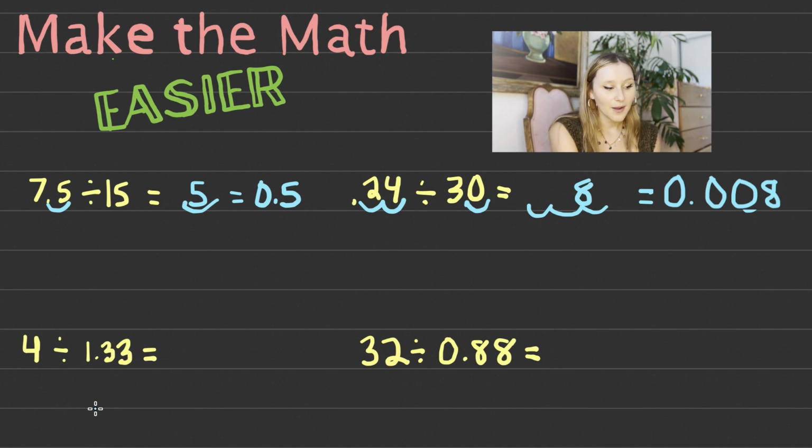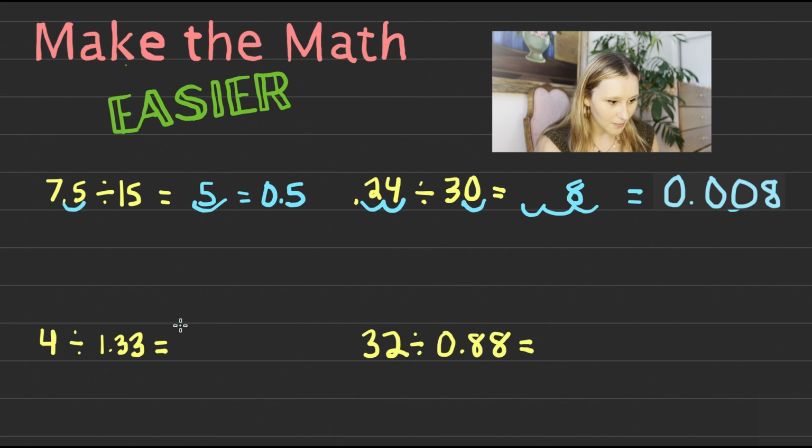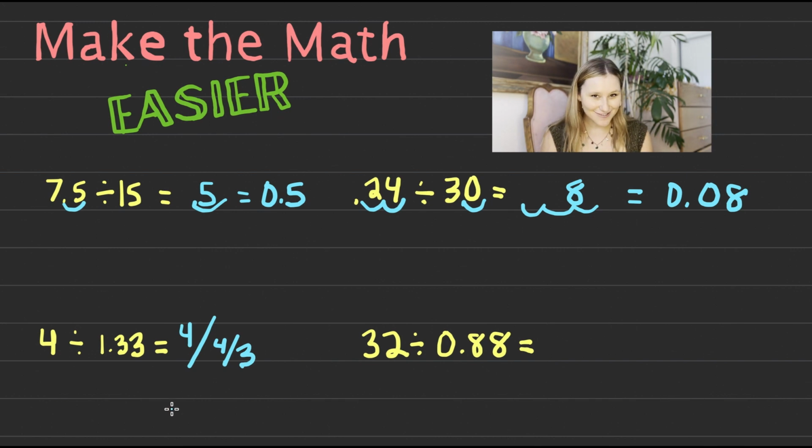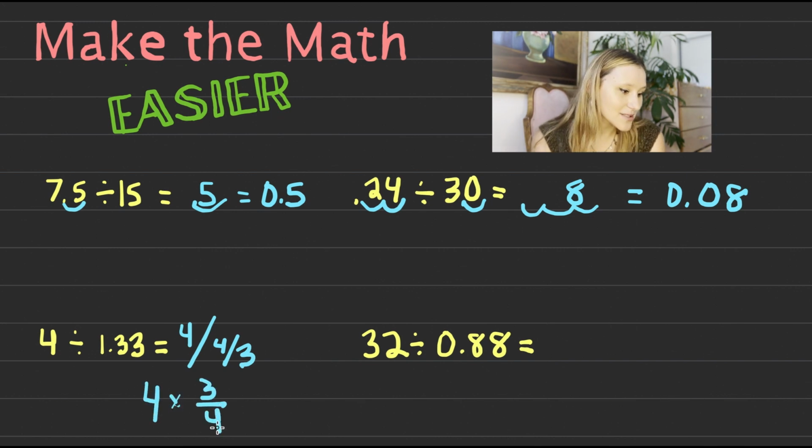Okay, 4 divided by 1.33. We are going to recognize that 1.33 is what? 4/3. Good job. So yes, you want to brush up on your fractions here. We are going to multiply by the reciprocal when we divide fractions. Yay. So 4 times 3/4, cancel out the 4s, we get 3.